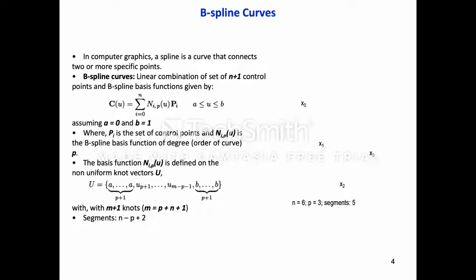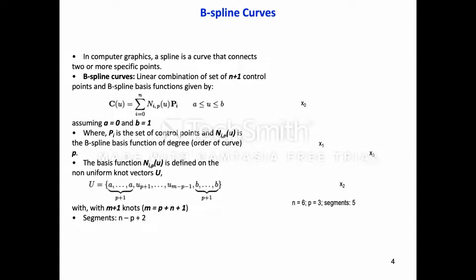The basis function N_i,p of u is defined on a non-uniform knot vector U, where the size of U is given by m plus 1, and m equals p plus n plus 1, where p is the degree of the curve or the order of the curve.